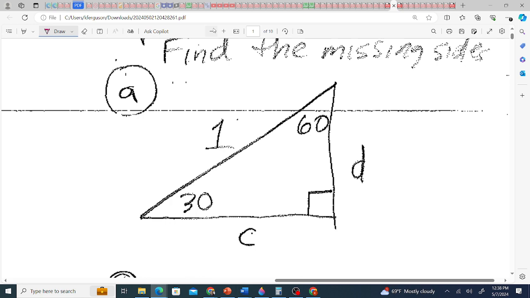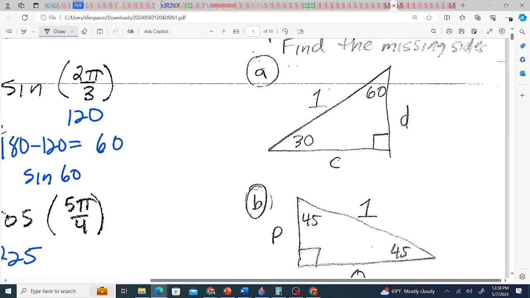So let's talk about this special triangle, the 30, 60, 90 triangle. The 30, 60, 90 triangle has the following general measurements, all based off of the side that's opposite 30, which is x. So we've got x times the square root of 3, and 2 times x.